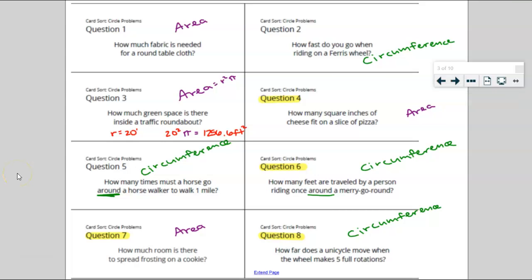Okay, let's go over these. Question 6. Circumference. In order to calculate circumference, what would I need? What is the measurement that I would need? Davin. Diameter, because circumference is pi times the diameter.